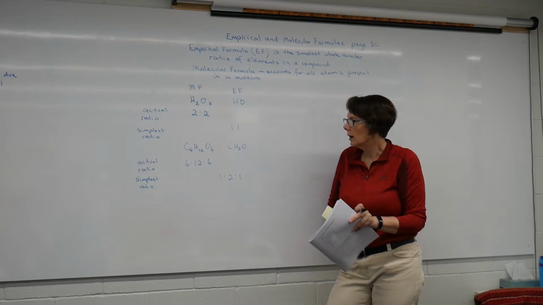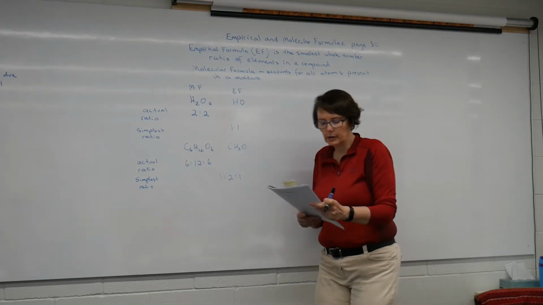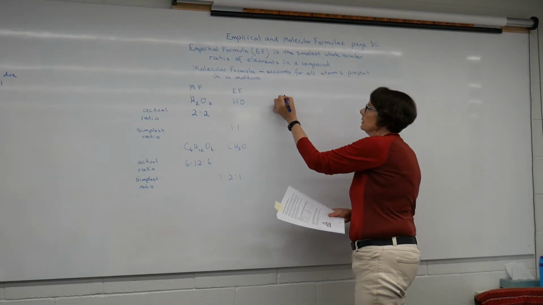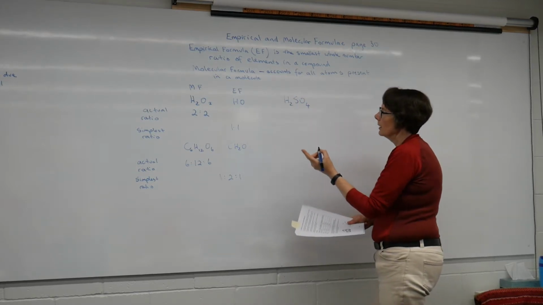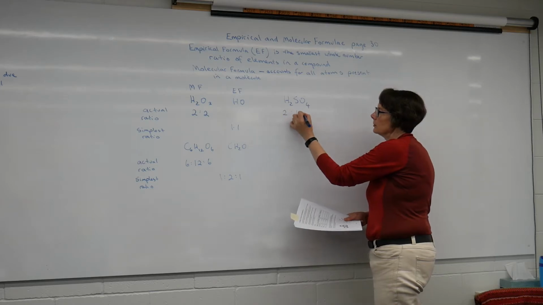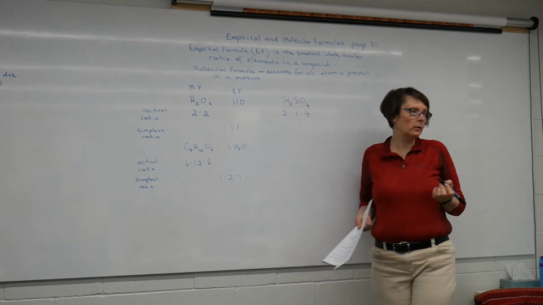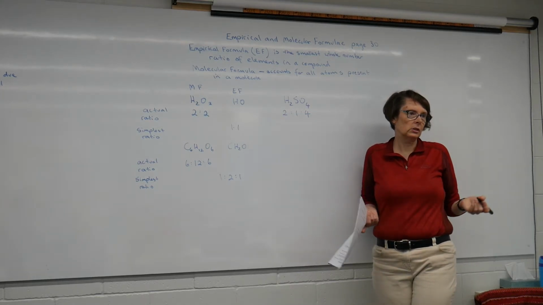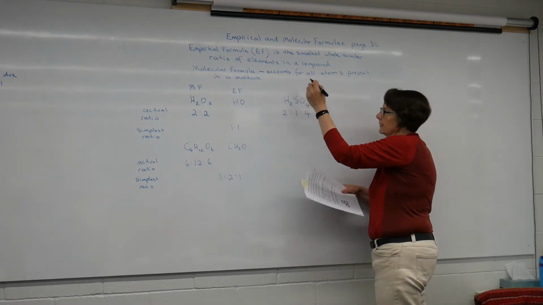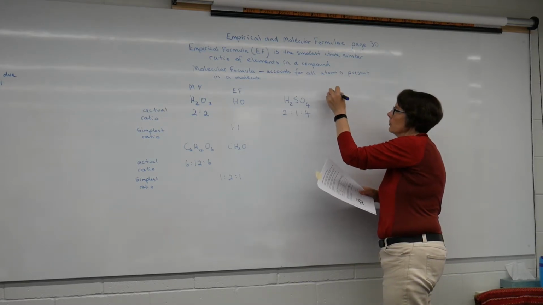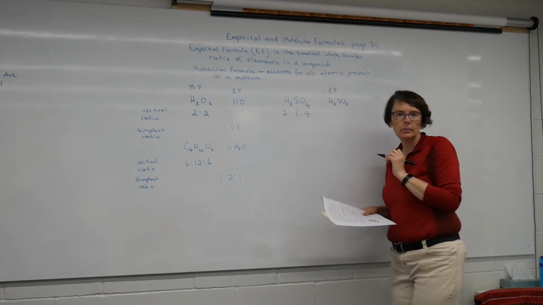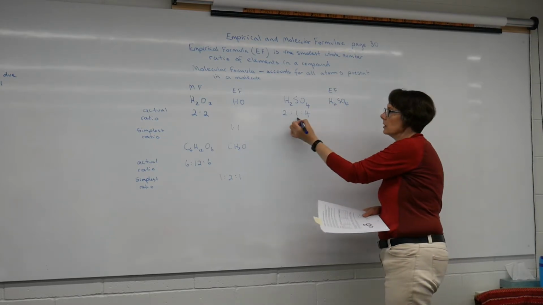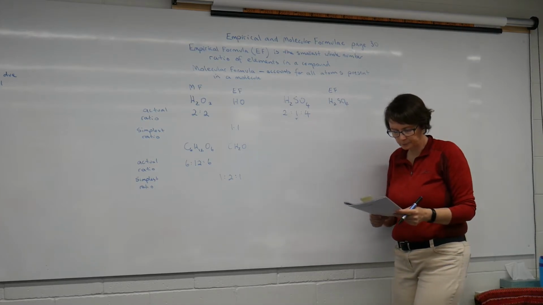Some things, for example, the example here is of sulfuric acid. If I look at the actual ratio for this, it's 2 to 1 to 4. Well, there's no way of simplifying that. So my empirical formula is going to be the same, because I can't simplify it, obviously, with that one there.